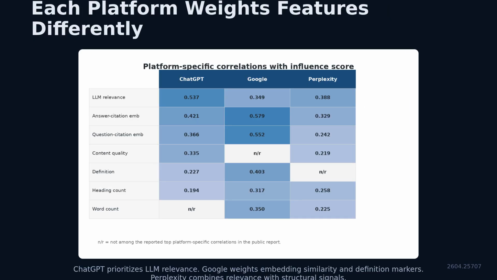Platform behavior also differs at the feature level. ChatGPT's strongest absorption signal is LLM-rated relevance. Google's strongest signals are embedding-based semantic similarities and the presence of definition markers. Perplexity combines relevance with heading count and page length. These are platform-specific descriptive profiles, not permanent laws. But they reinforce the finding that a single universal optimization recipe will not work across all generative engines simultaneously.